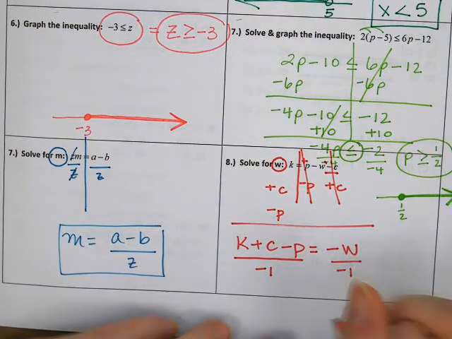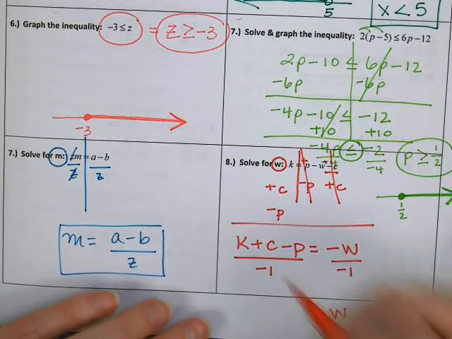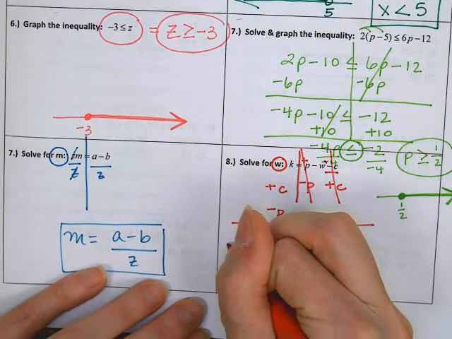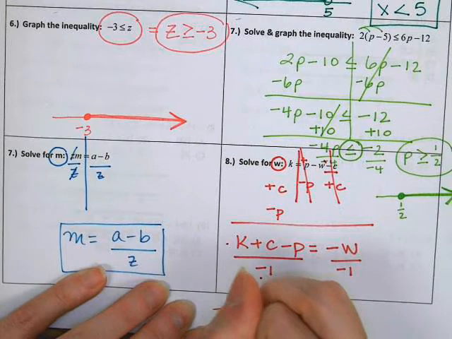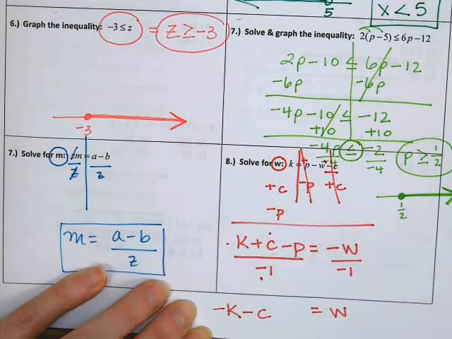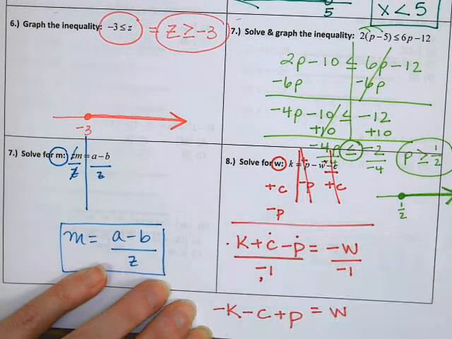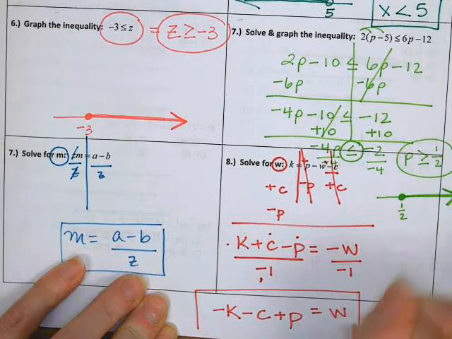And now we're done. Okay, so now w equals, now you probably want to actually do it. K divided by -1 becomes -k. C divided by -1 becomes -c. Negative p divided by -1 becomes positive p. They would probably have the answer more like that.